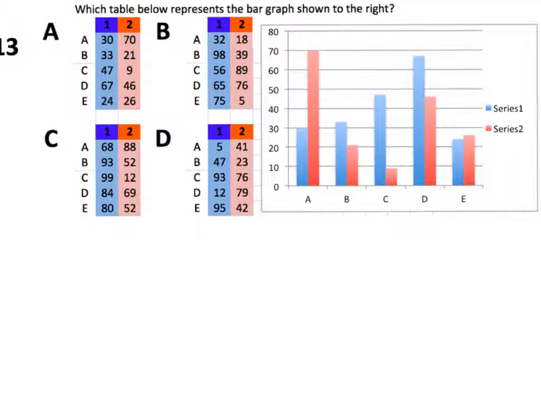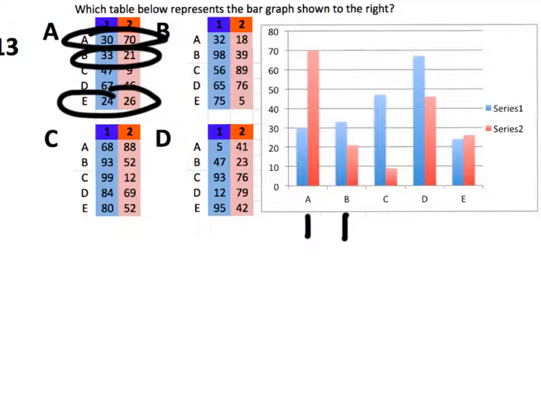Well, let's see if A is lucky again. 30 and 70. That's possible. 33 and 21. Yeah, that's possible. How about E? 24 and 26. Yeah, so I think it's A again.